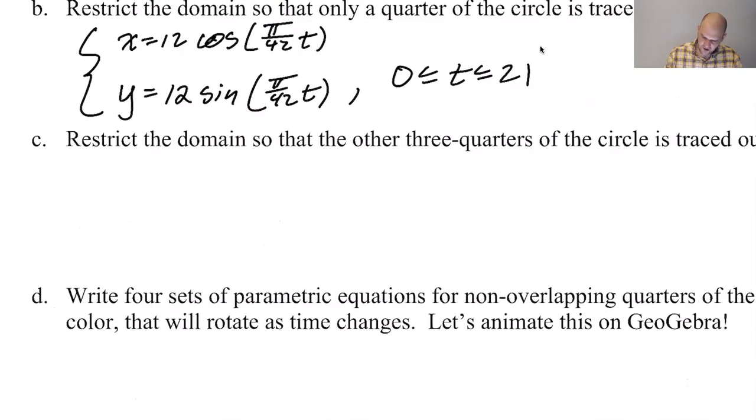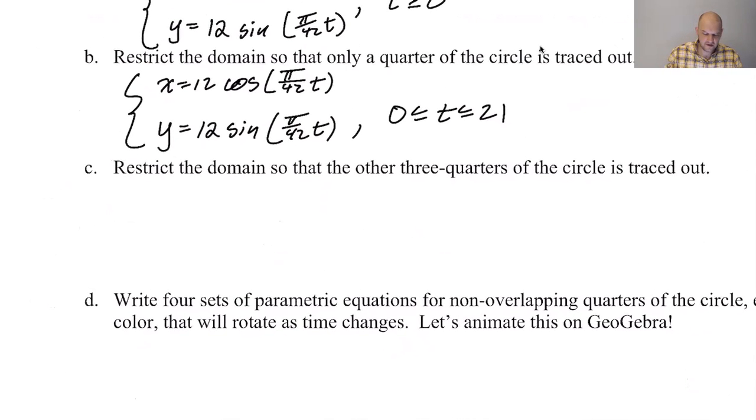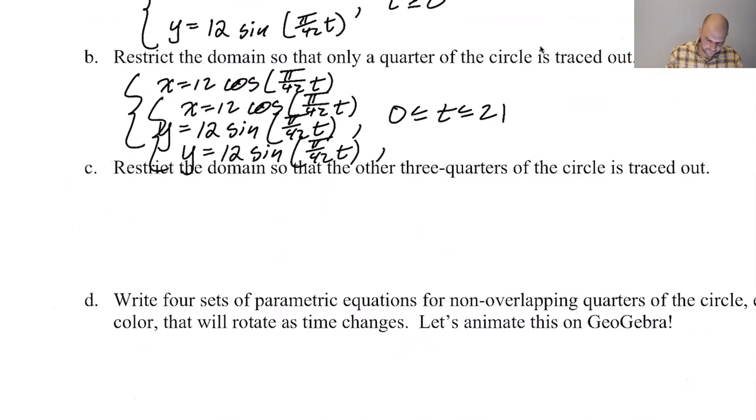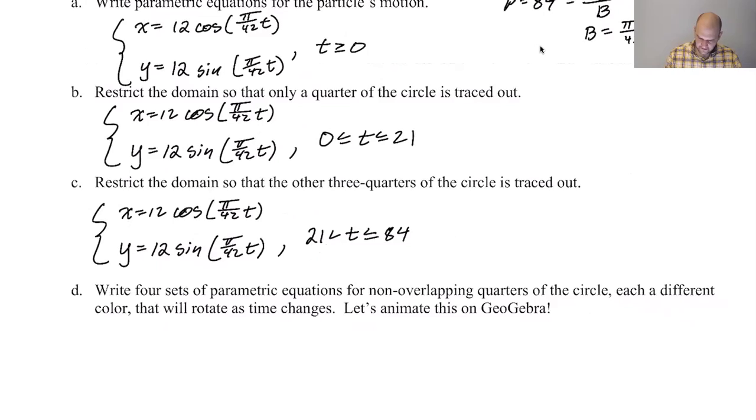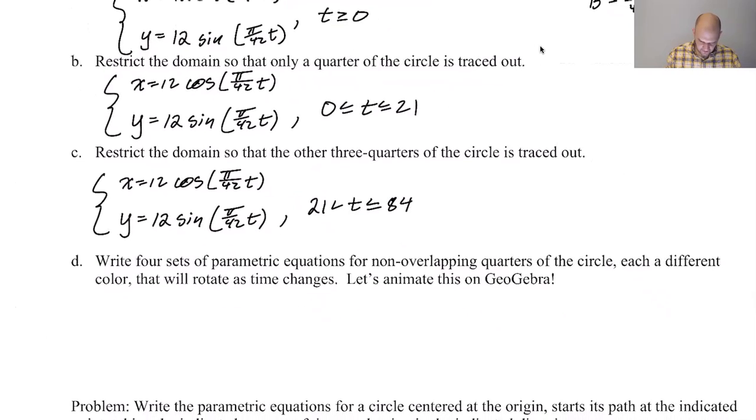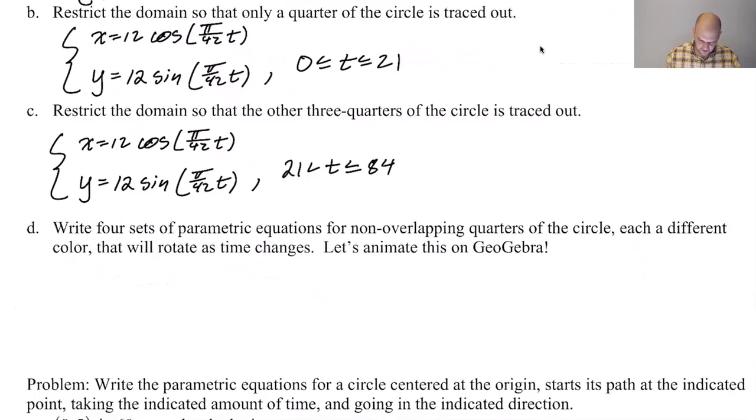What if we want the other 3/4, not just 3/4? It's going to be the same equation. So you know what I'm going to do? We're going to duplicate this. So it's this, and then the other 3/4 is going to be 21 to 84. All right. So the next question: write 4 sets of parametric equations, non-overlapping quarters of the circle, each a different color, and then they will rotate as time changes.